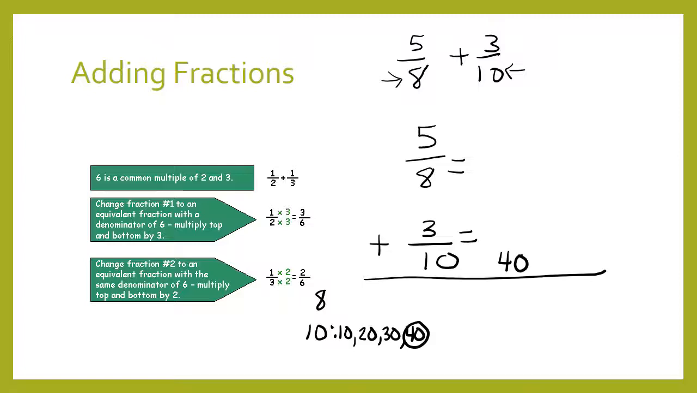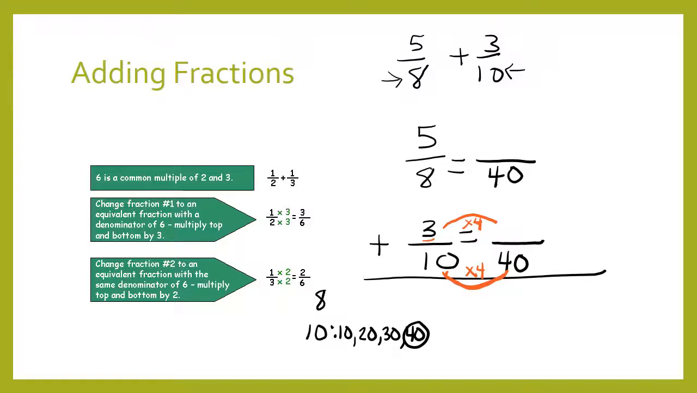So I'm going to turn this 10 into a 40, and I'm going to turn this 8 into a 40, so that now my denominators are the same. But I've learned that if I change the bottom, I have to change the top in the same way. So you ask yourself, what did I do from here to here? Well, I said times 4, because 10 times 4 is 40. But if I do times 4 on the bottom, I have to do times 4 on the top in order for it to be an equivalent fraction.